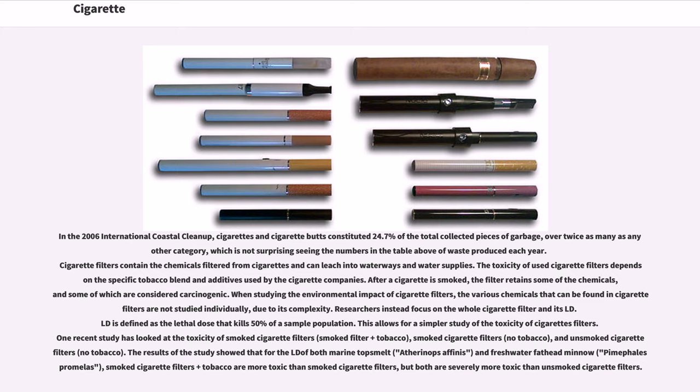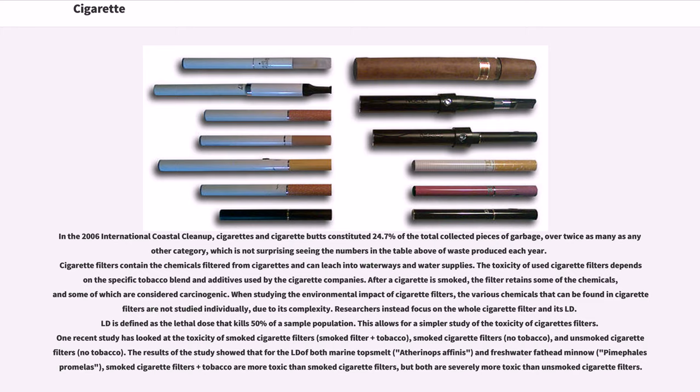Cigarette filters contain the chemicals filtered from cigarettes and can leach into waterways and water supplies. The toxicity of used cigarette filters depends on the specific tobacco blend and additives used by the cigarette companies. After a cigarette is smoked, the filter retains some of the chemicals, some of which are considered carcinogenic.